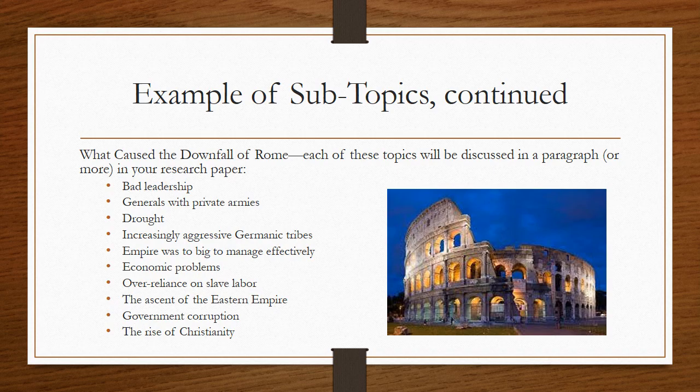Bad leadership, generals who had their own private armies. How much? That's pretty fun. Drought, increasingly aggressive Germanic tribes. Empire was too big to manage effectively. Economic problems, over-reliance on slave labor, never a good thing. The ascent of the Eastern Empire, government corruption, and the rise of Christianity. So you could take each of those 10 ideas and turn them into at least 2 paragraphs each, which would give you 20 paragraphs right off the top.